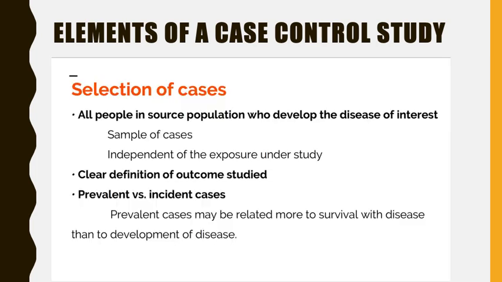So in the selection of cases, all people in the source population who develop the disease of interest are a case. So that's our population. And so we then draw a sample of cases, and from there we define a clear definition of what the outcome studied is. We then look at both the prevalent and incident cases, because prevalent cases may be related to more survival with the disease than the development of the disease.